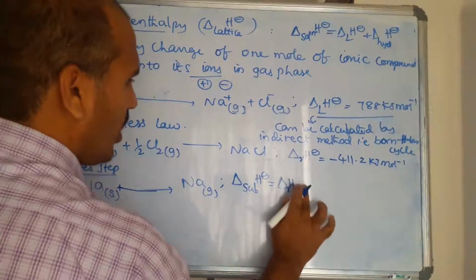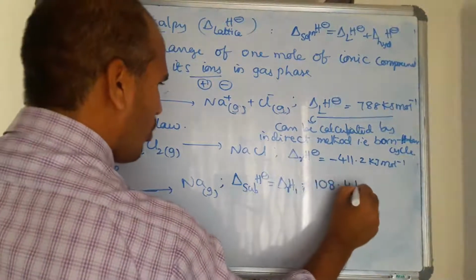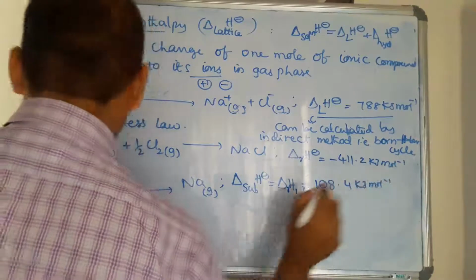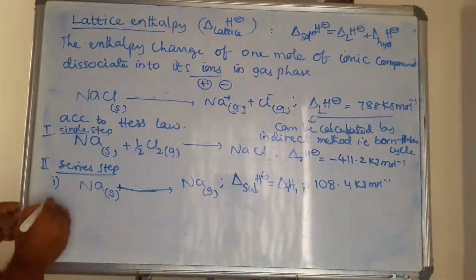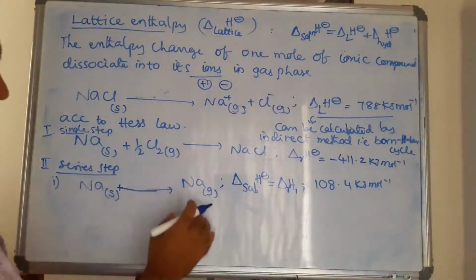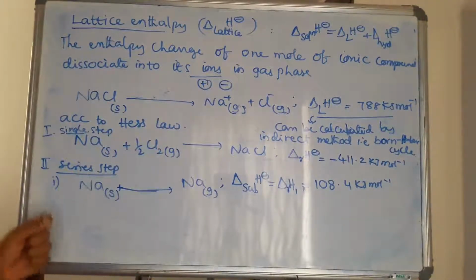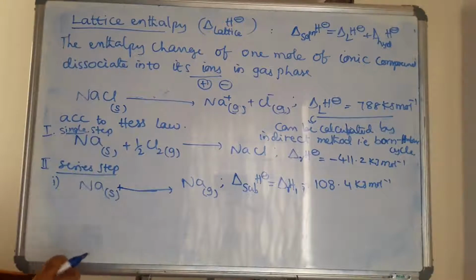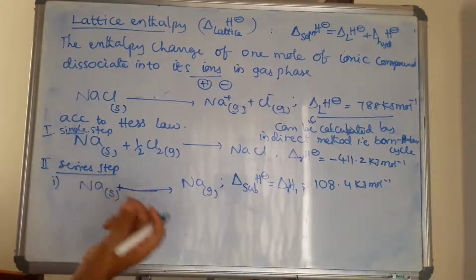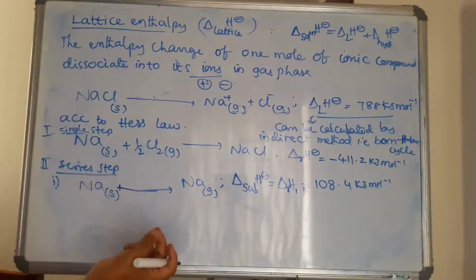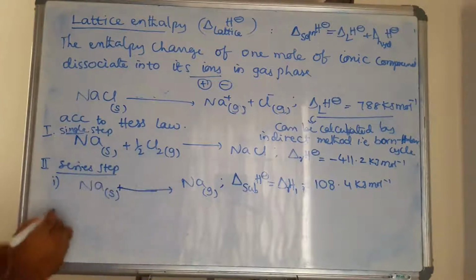Therefore, this value here is 108.4 kilojoule mole inverse. With decimal values also, you have to remember. This is the first one. Keep in mind why we convert into gas: because we have to make Na plus. How to make Na plus? When you remove the electron, that is called ionization enthalpy. Ionization enthalpy definition, you know, is the minimum amount of energy required to remove the electron from the outermost orbit in the isolated gaseous atom. So that should be a gaseous atom now.